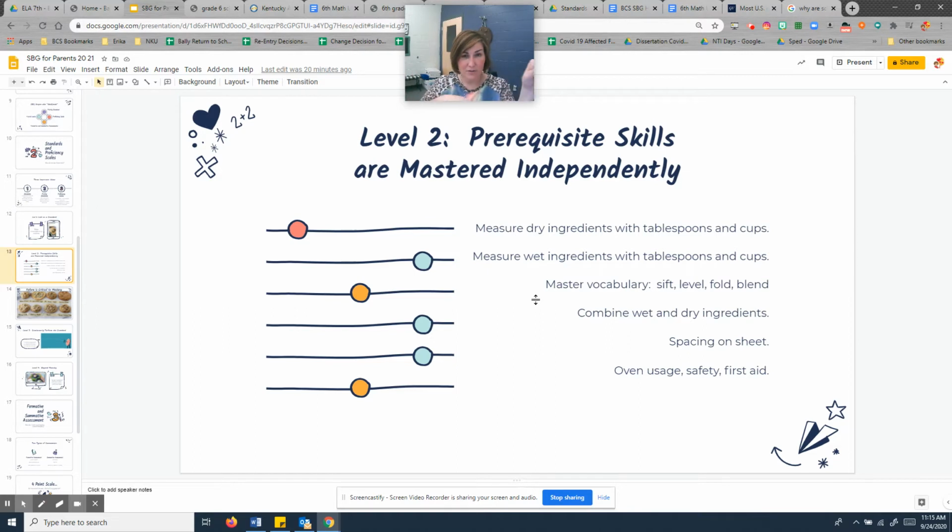Once I know how to measure all the ingredients, I'm going to know how to combine the wet and dry ingredients. You know, people feel very strongly about their method to their madness in combining their wet and dry ingredients with their cookies. I'm also going to need to understand that I'm going to need to space these out because when they cook, they're going to expand.